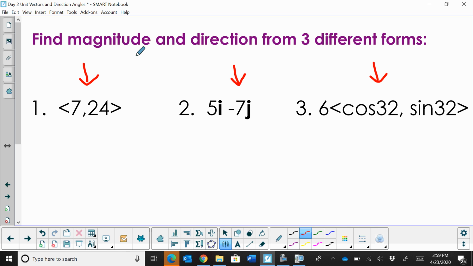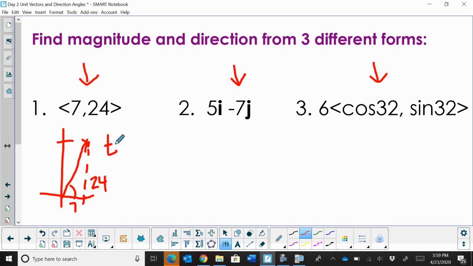So find the magnitude and the direction from each of the forms. Well, the magnitude, if you can sketch it if you need to, this would be over 7 up 24, right? And then our direction is, well, it's a pretty big angle. It's going to be close to 90. Not quite, something probably in the 80s, 70s. Pretty large angle. This is 7 and this is 24.